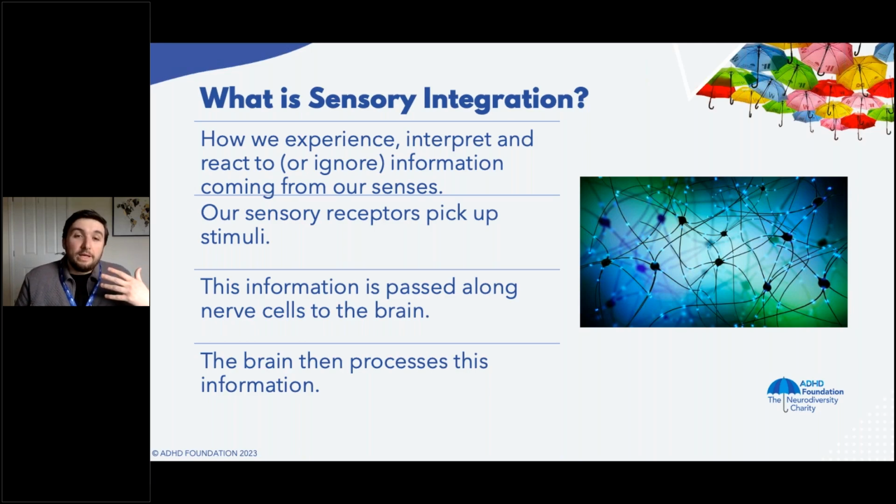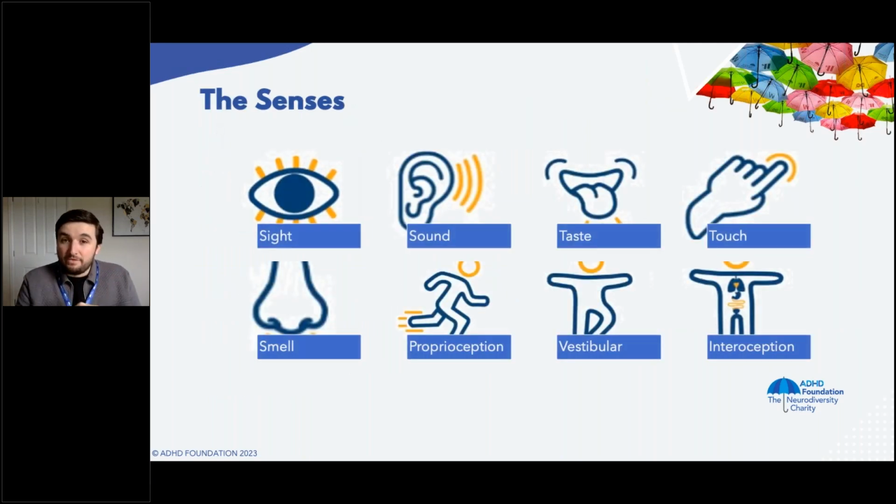But what we do know is that some people will have differences in these areas. The senses we're going to look at: we've mentioned sight already, sound, taste, touch, and smell. But then there are 3 others which don't often get spoken about. You may or may not have heard of these before. The first one is proprioception, then our vestibular sense, and then interoception.